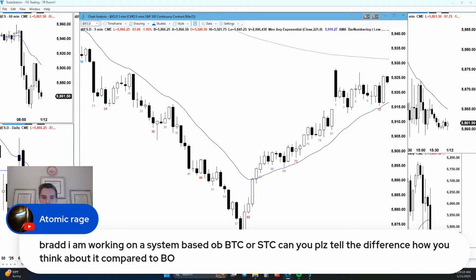I'm working on a system based on buy the close, sell the close. Can you please tell the difference how you think about it compared to a breakout? So Atomic Rage, this discussion right here tells me that you do not understand what a breakout is. You may think you understand what a breakout is, but I really do not think that.